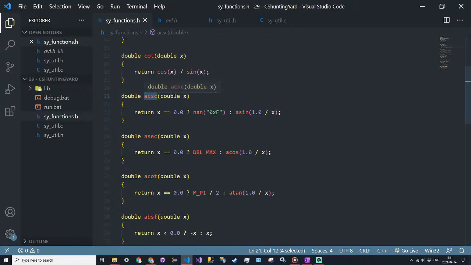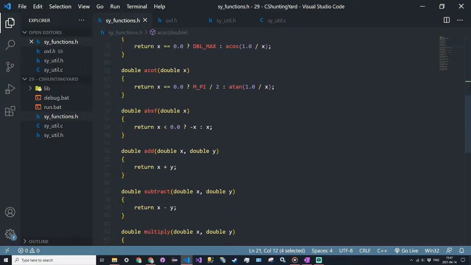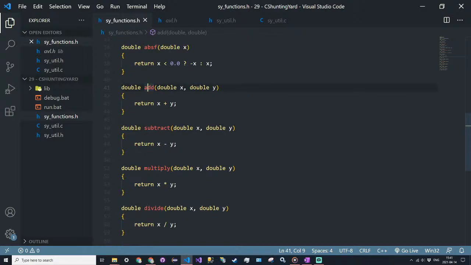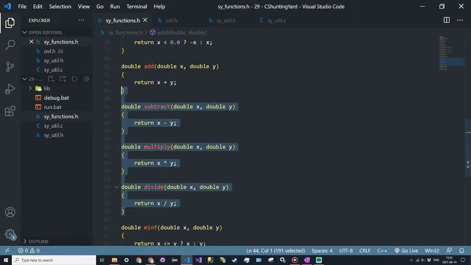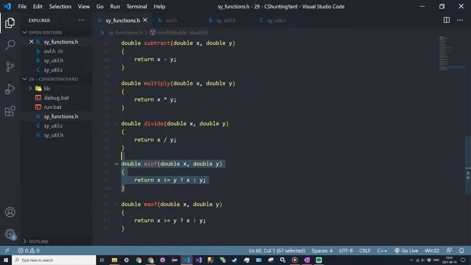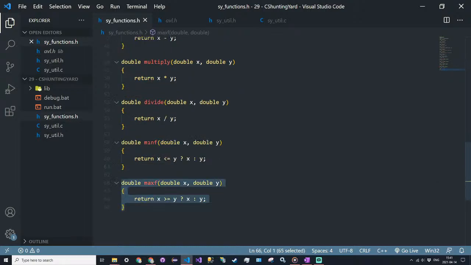So this file here, syfunctions.h, is just a header file containing a bunch of callbacks for functions like cosecant, secant, cotangent, arccosecant, arcsecant, arccotangent, and the absolute value, addition, subtraction, multiplication, and division. We need these functions because we need a callback to something that will allow us to add two numbers together, two doubles. And then there's a minimum function and a maximum function too. So those are the callbacks.